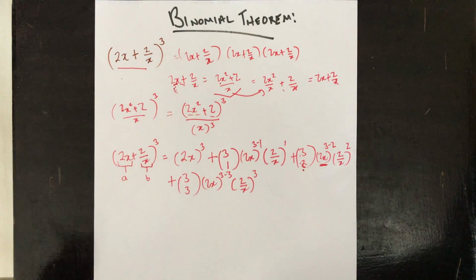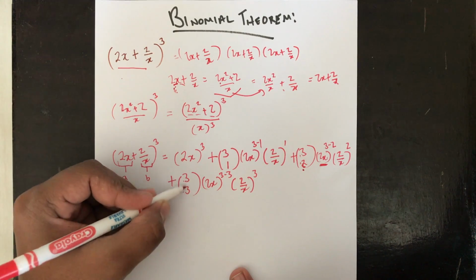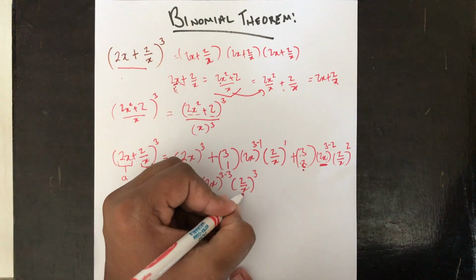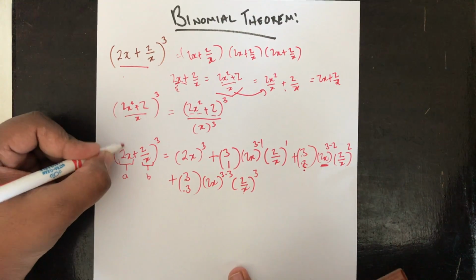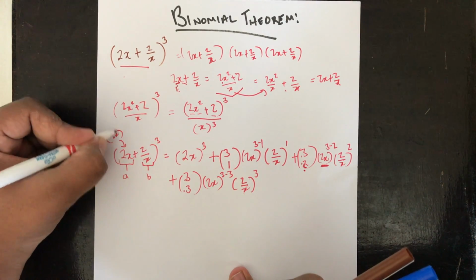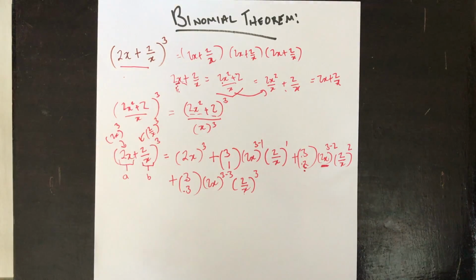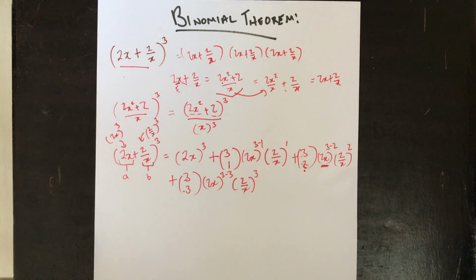I know this is the end of my expansion because the n values are the same, and my 2/x has reached its power 3. From this I already know my first term is (2x)^3 and my last term is (2/x)^3. Think of it that way. It's already reached the (2/x)^3 term, so it's the end of the expansion.